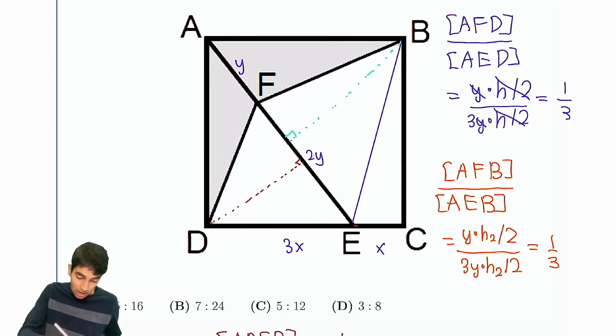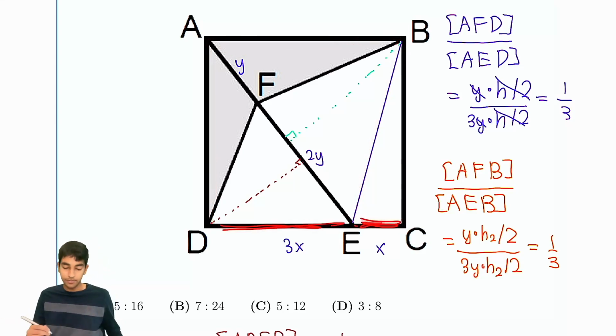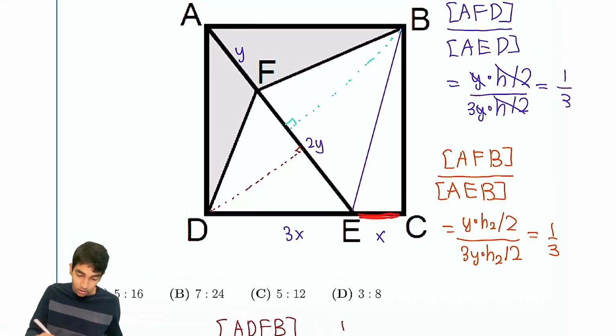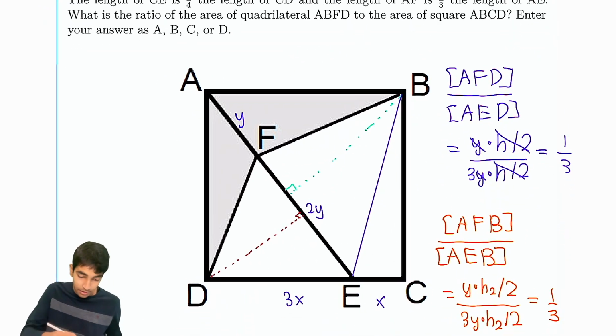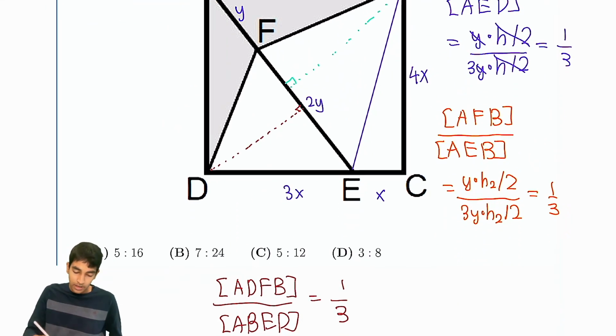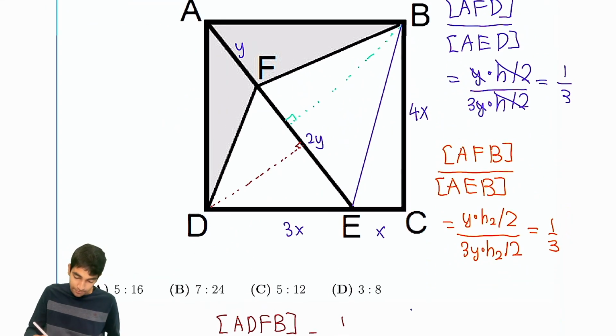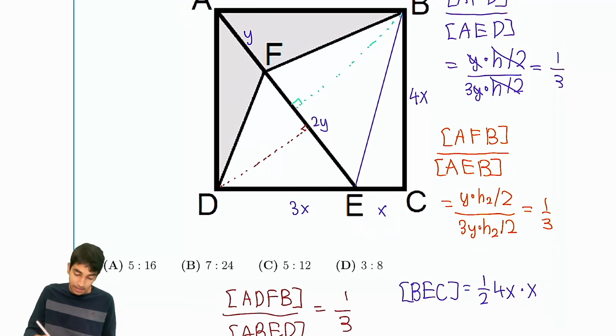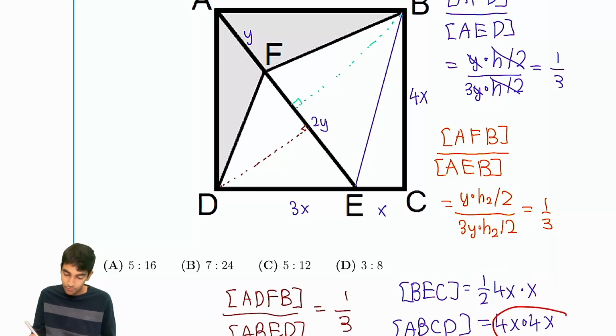Well, the key idea is now we use this condition of 3x to x. Notice that this triangle, are we given that this is a square? We are indeed given it's a square, although I'm not sure that's really needed in this case. We have the ratio, we have BEC area is half times 4x times x. And the area of ABCD is just 4x times 4x. As you can see here, this is 2x squared, and this is 16x squared.